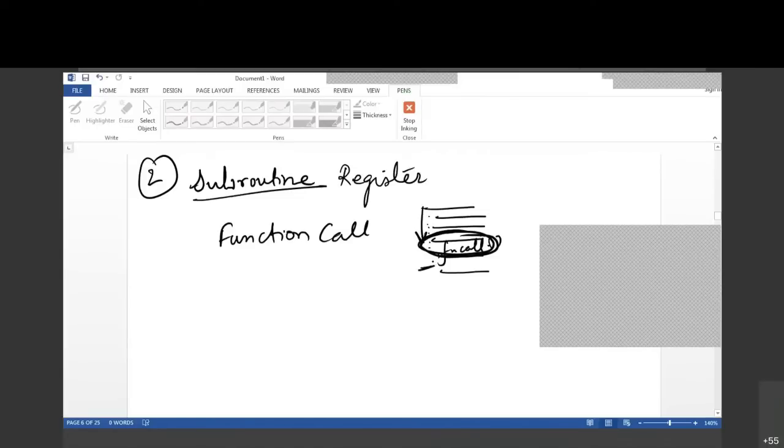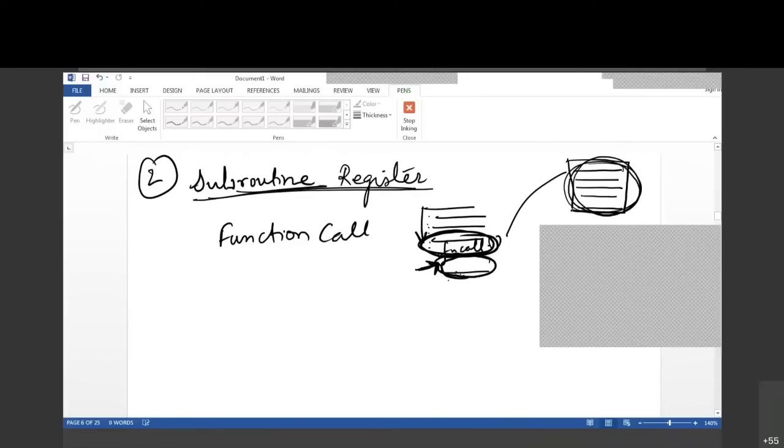I need to store this particular return address. Function call यहाँ पे jump करेगा, यहाँ पे मेरा function है. This function would get executed, right? This function would get executed, and this address, the next address, the return address, should be stored somewhere, right? So this address would be stored in the subroutine register. After this particular subroutine gets executed, you are going to come back to this particular location, right? So in this subroutine register, what would we be storing? So here, SBR would store the next address for returning.